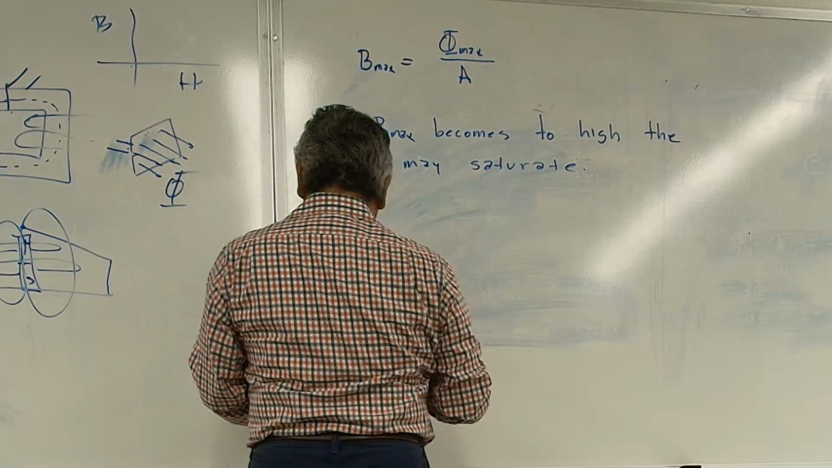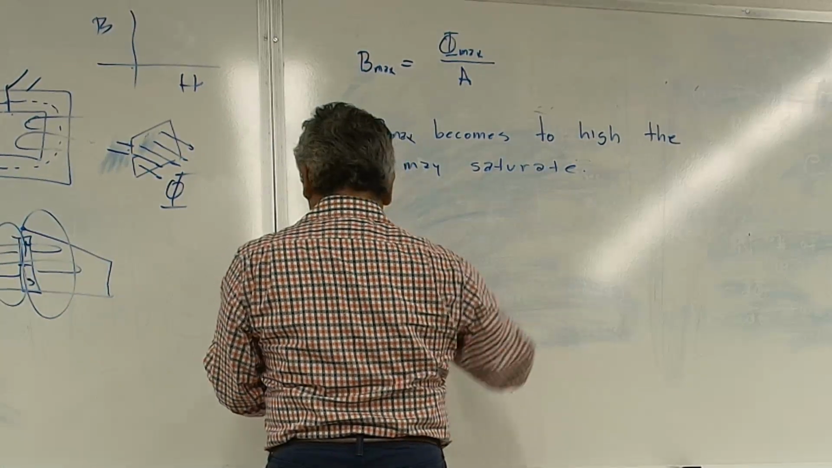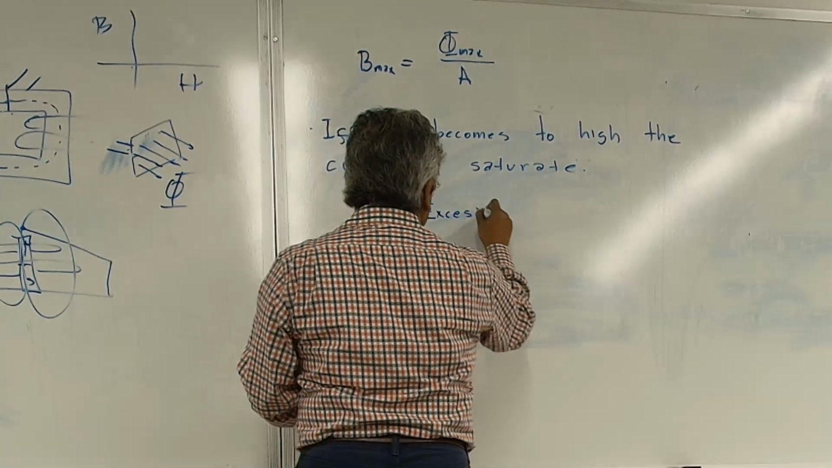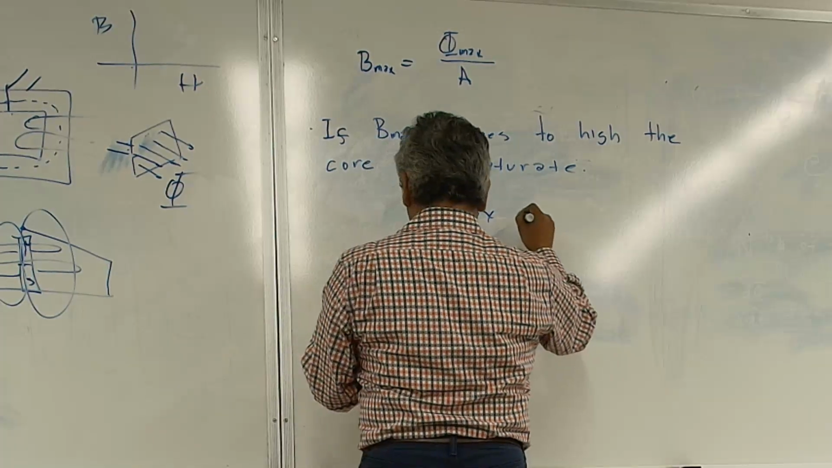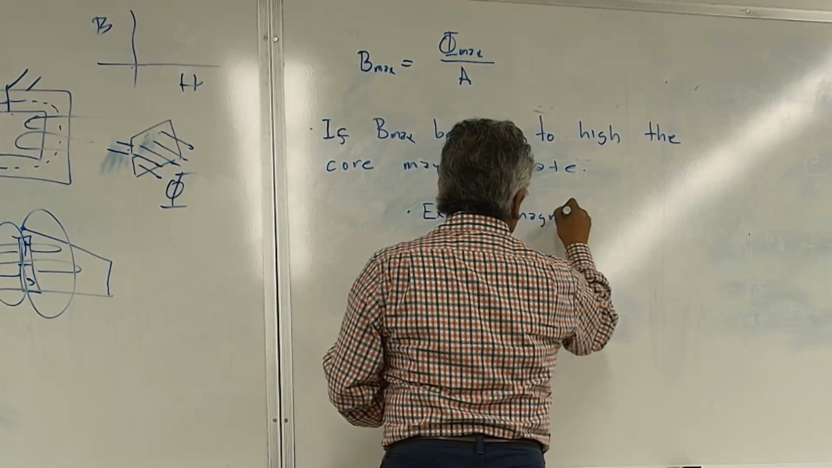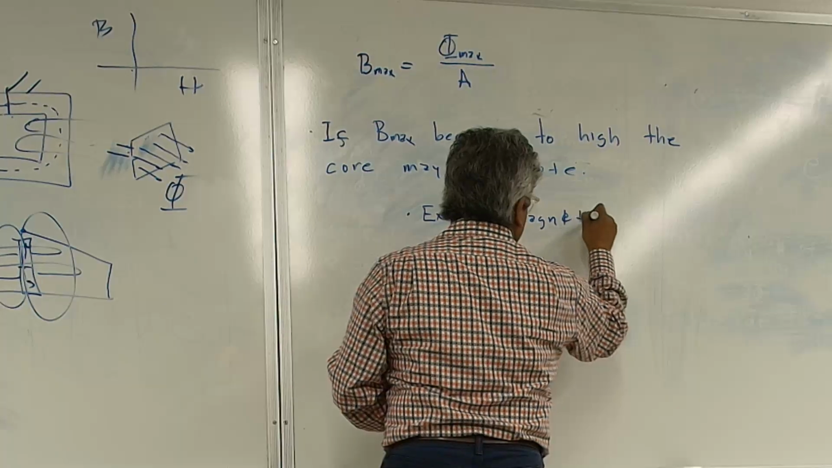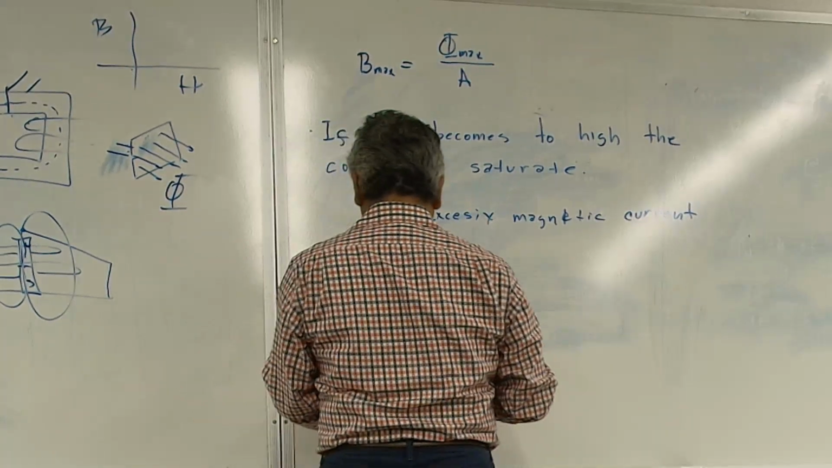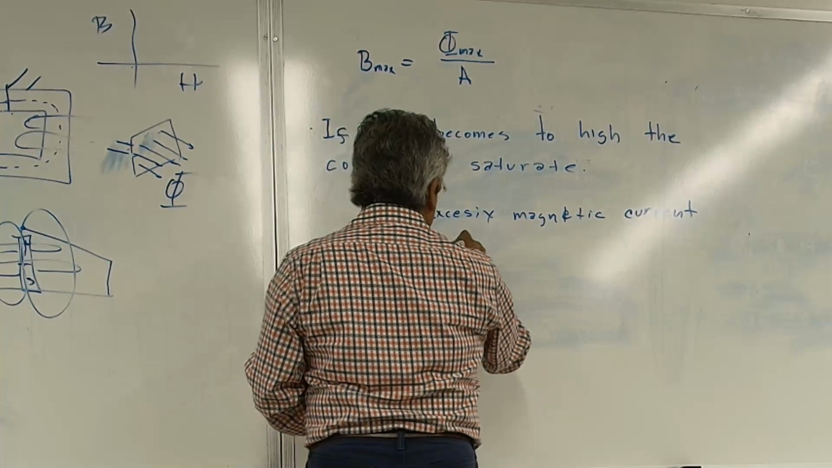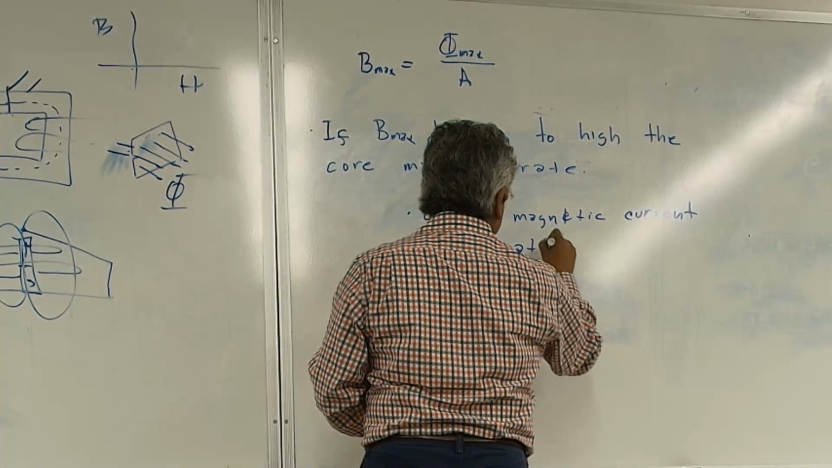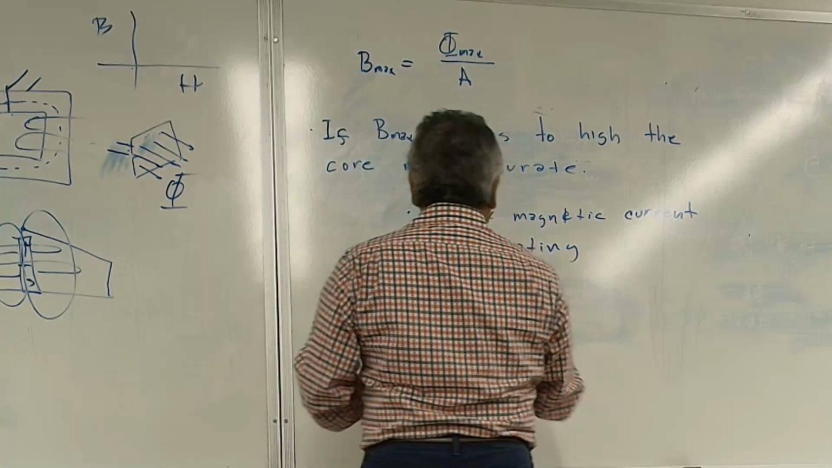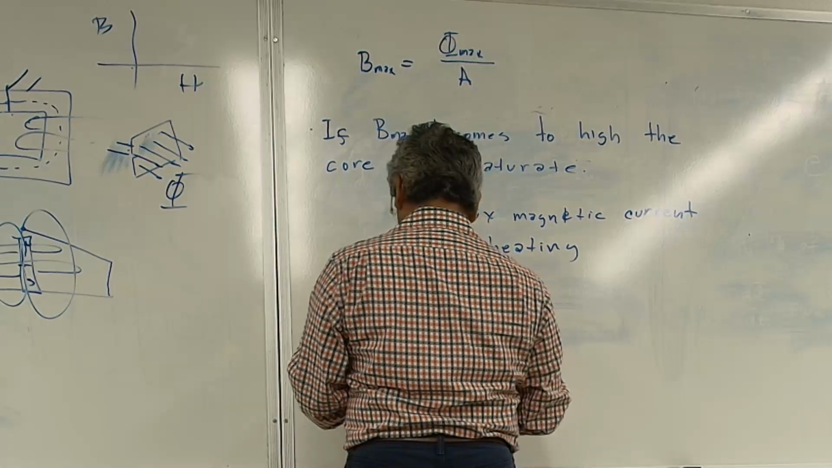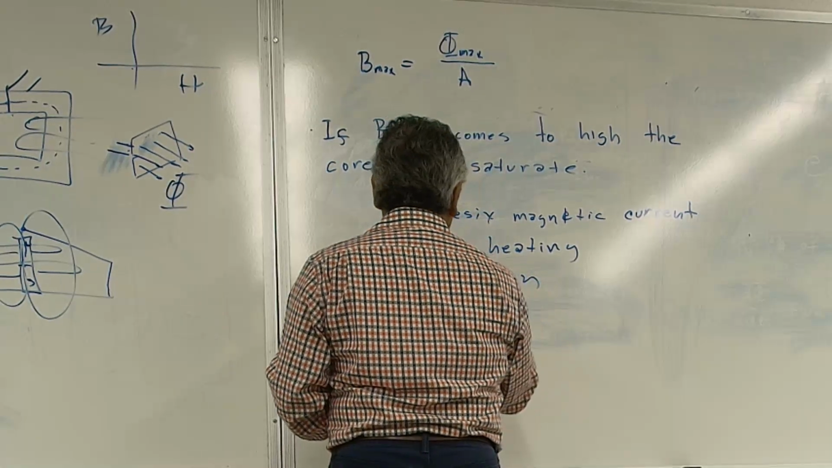So what will that result in? Well, number one, excessive magnetizing currents, and we'll talk about this when we talk about the transformer models. Overheating, of course, overheating of the transformer core, distortion, and then last but not least, the transformer can be damaged.